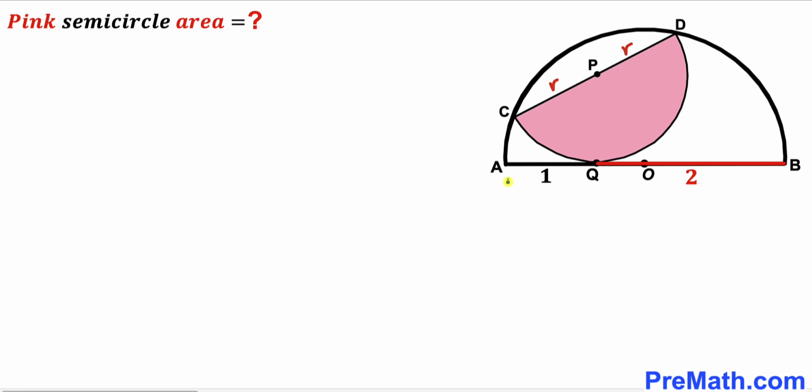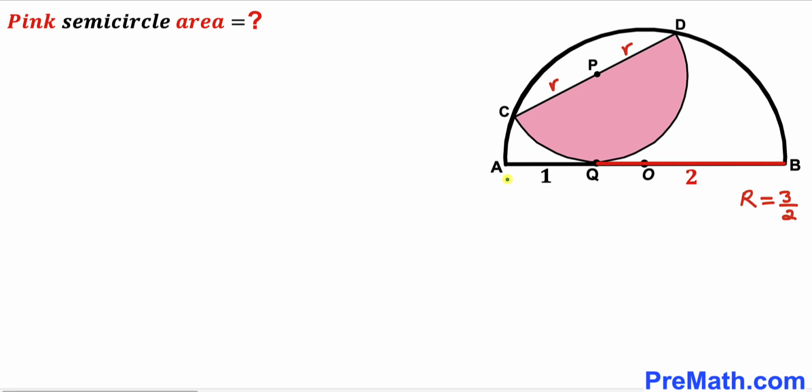Now let's focus on the big semicircle whose diameter is AB. This diameter AB is equal to 1 plus 2, which gives us 3 units. If the diameter of this semicircle is 3, then the radius of this semicircle, which I'm going to label by uppercase R, is 3 divided by 2.